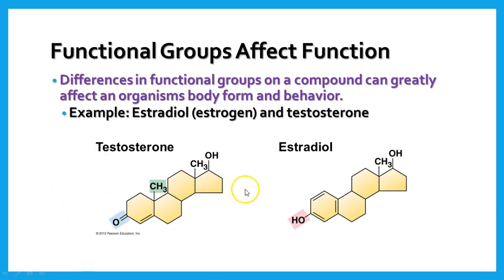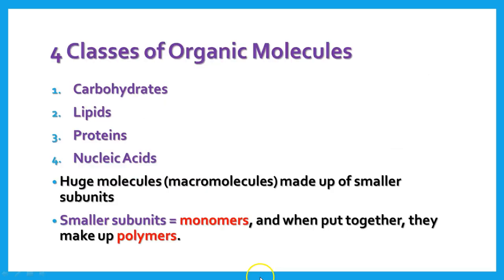Notice they've got the same fused ring structure here. You see all these different rings attached to each other, but look at the different functional groups. Now they've got the hydroxyl and the methyl up here at this end, but look at testosterone. It's got a methyl group right here, and it's got the carbonyl group on this end, whereas the estrogen or estradiol is missing this methyl group on this carbon, and instead of an oxygen double bonded there, it now has a hydroxyl group. Very similar in structure. They're both hormones, but they cause very different reactions in the organism that they occur in.